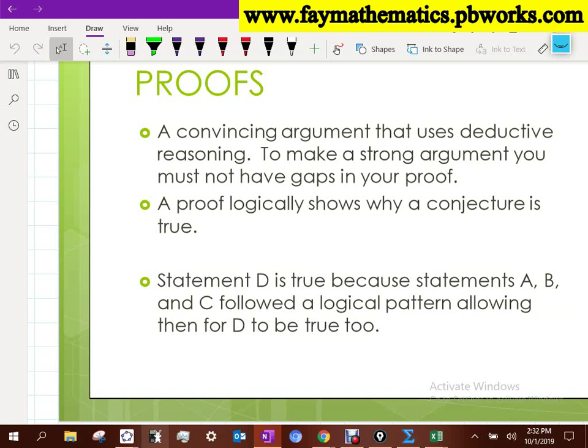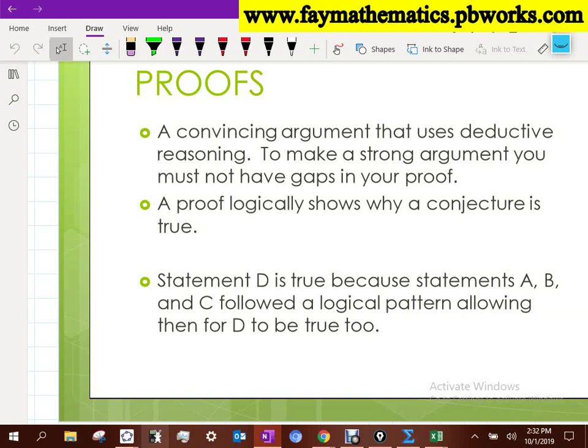A proof is a mathematical statement. It's a convincing argument that uses what we call deductive reasoning. So we talk about that. That's using previous known facts to come to a conclusion, to say why I know something exists the way it does based on the way previous ideas exist, previous statements being true, okay?